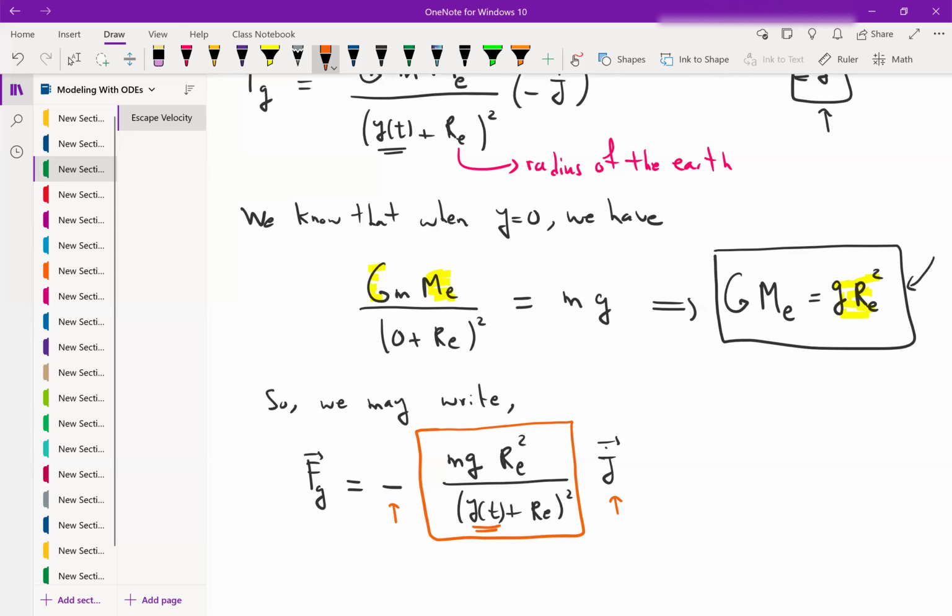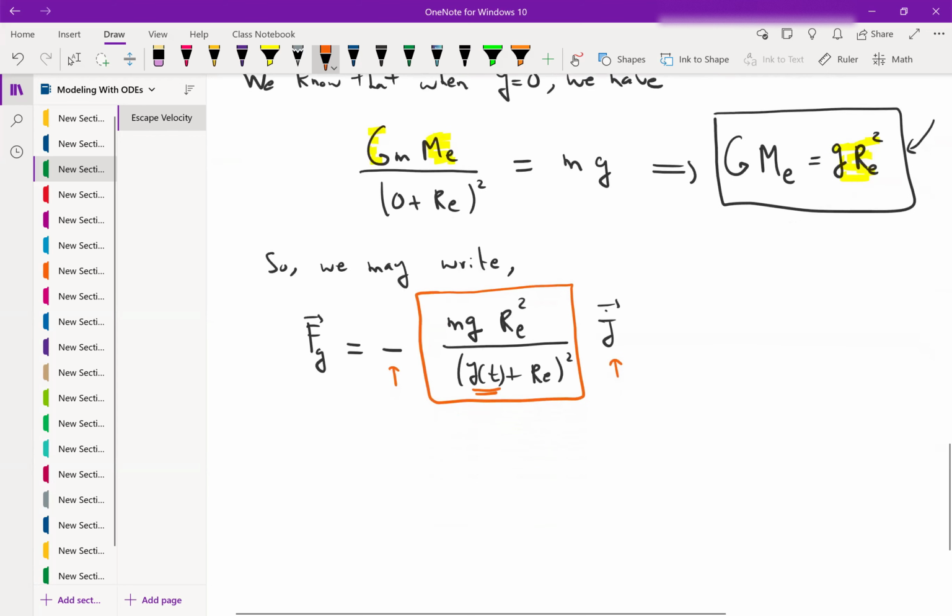Now that I know my free body diagram, I know the force that is applied to my body. What I will do is apply Newton's second law to derive the equation of motion. Remember, that is how you always work with Newton's second law. You choose your coordinate system, you draw a free body diagram, make sure that the forces applied to the body are clear, and then you apply Newton's second law to derive the equation of motion.